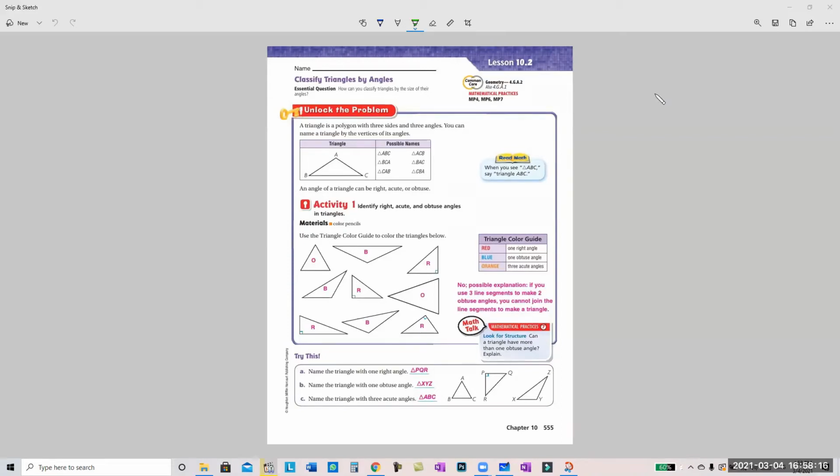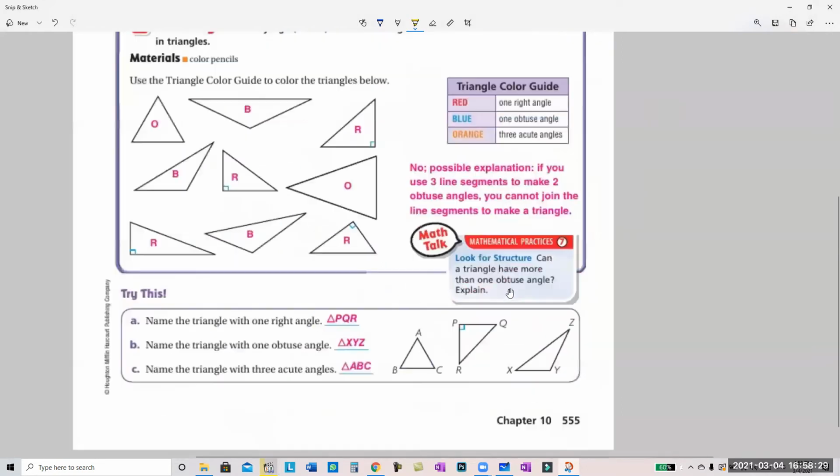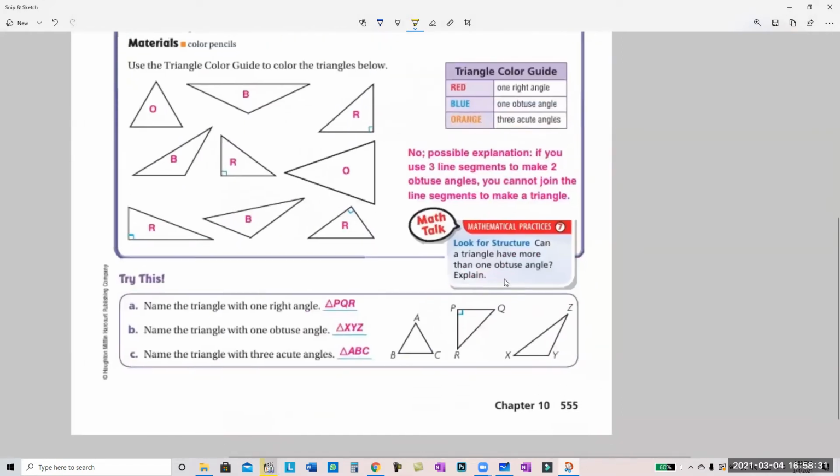How are you, everyone? Today we have a new lesson 10.2, and it's about classifying triangles by angles. So let's open your book, page 555. Okay, guys, get your geometric tools ready, and this class will start in 2 minutes.